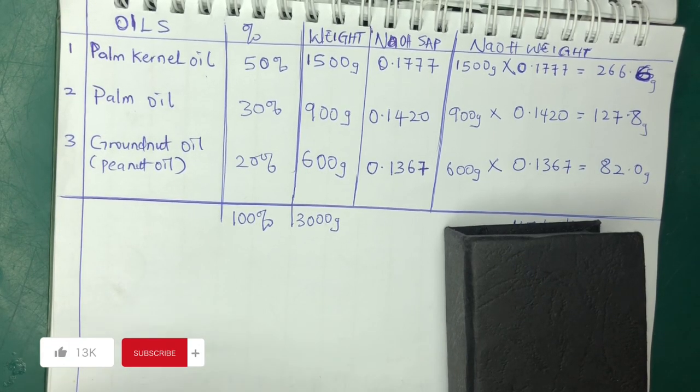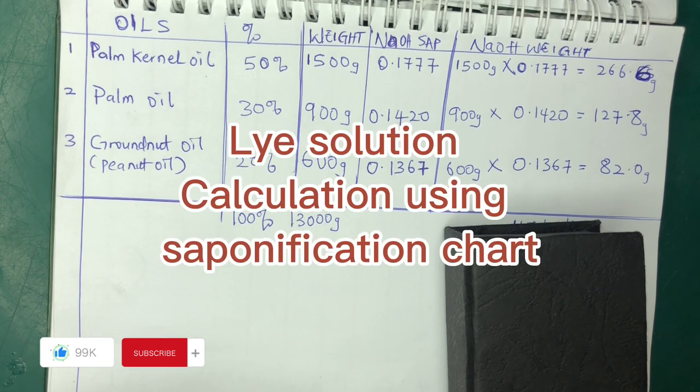If you want to learn how to calculate the caustic soda you need in your soap production as a beginner, that's what I actually mean, is how to do your lye calculation using a saponification chart. Please stay tuned and continue to watch this video.